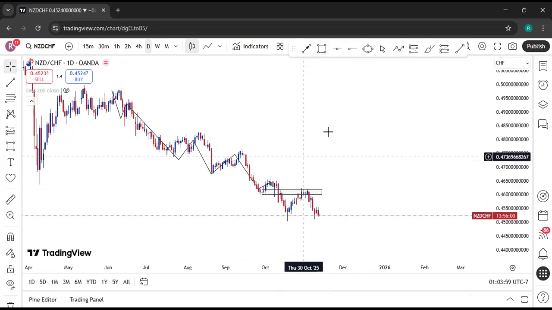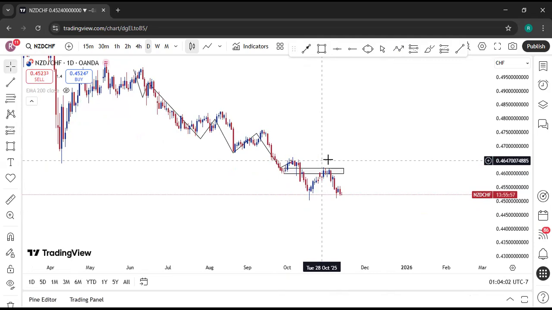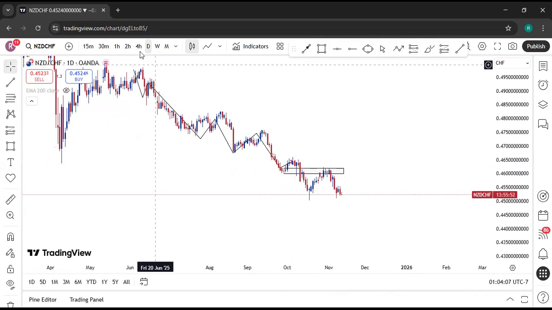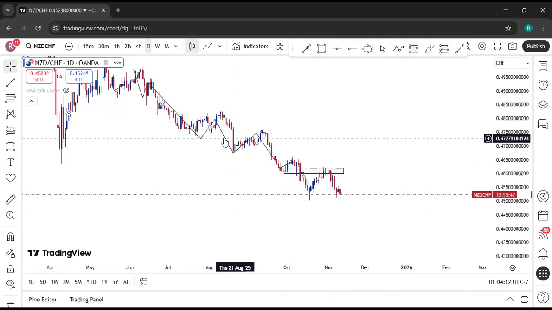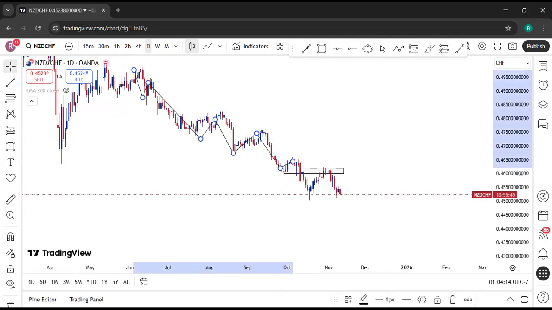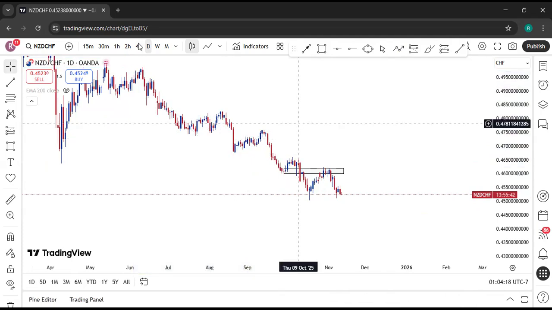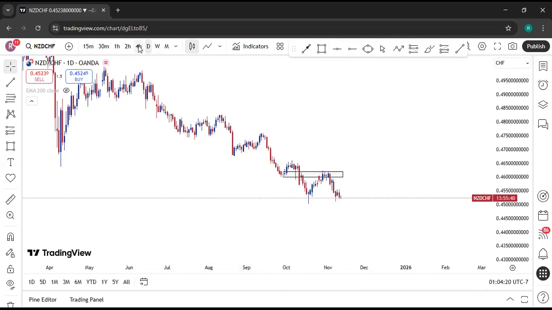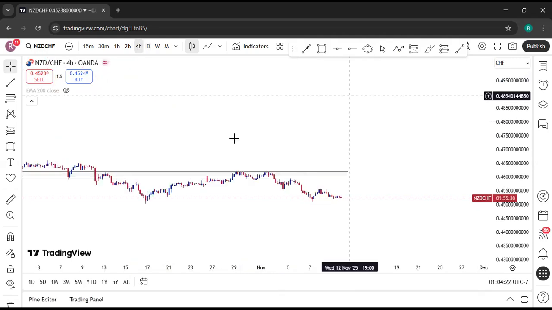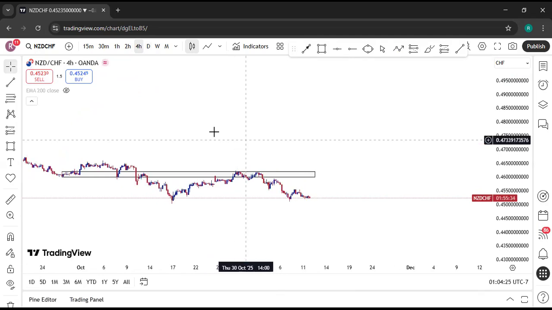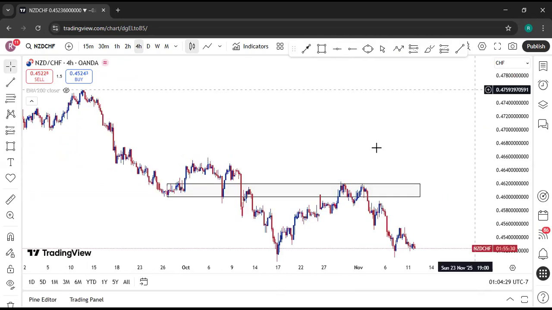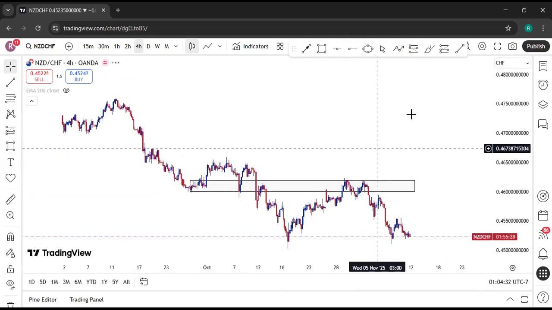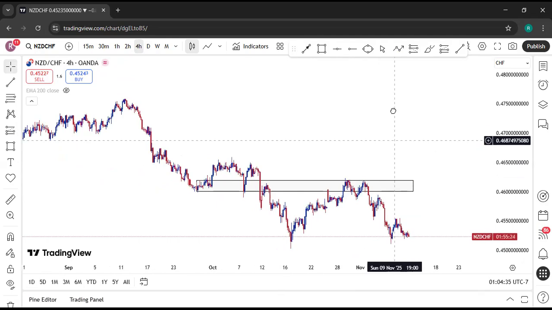So price had tapped into this area of resistance. That was where I was interested in, and I had to move lower to smaller time frames. So I went to the 4-hour time frame to map out a clear setup based on what price was doing at the time. Let's go to the 4-hour chart and see what's going on. All right, so this is the 4-hour chart. Let's go back to the setup. This is the setup.